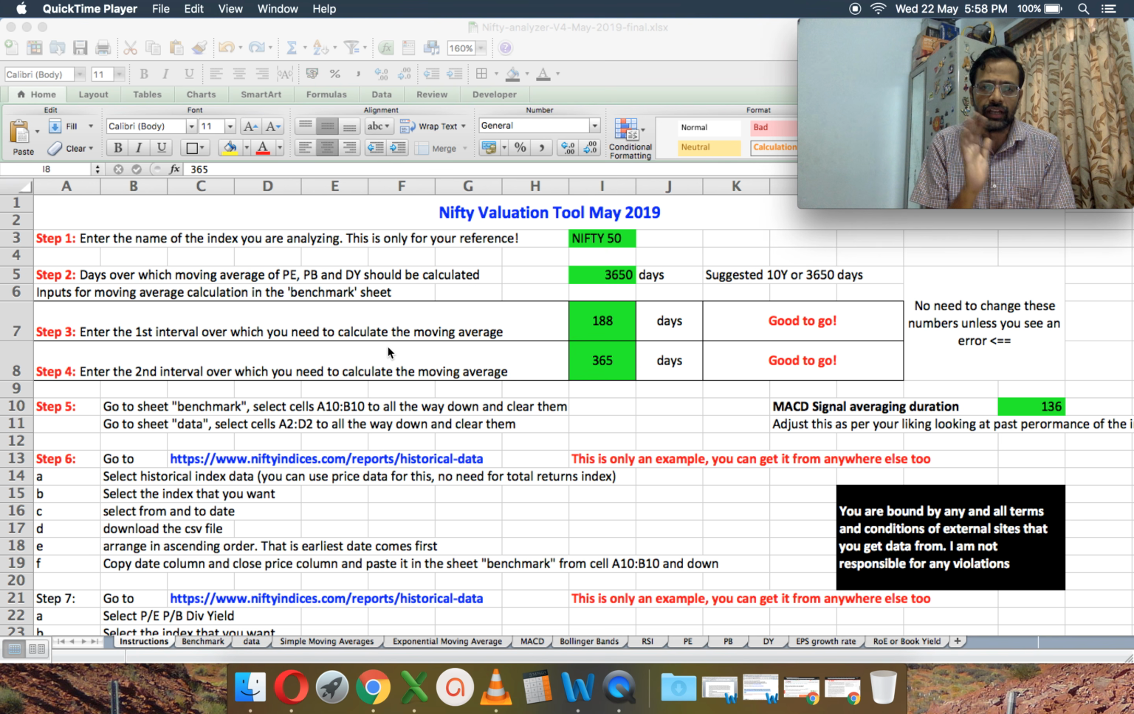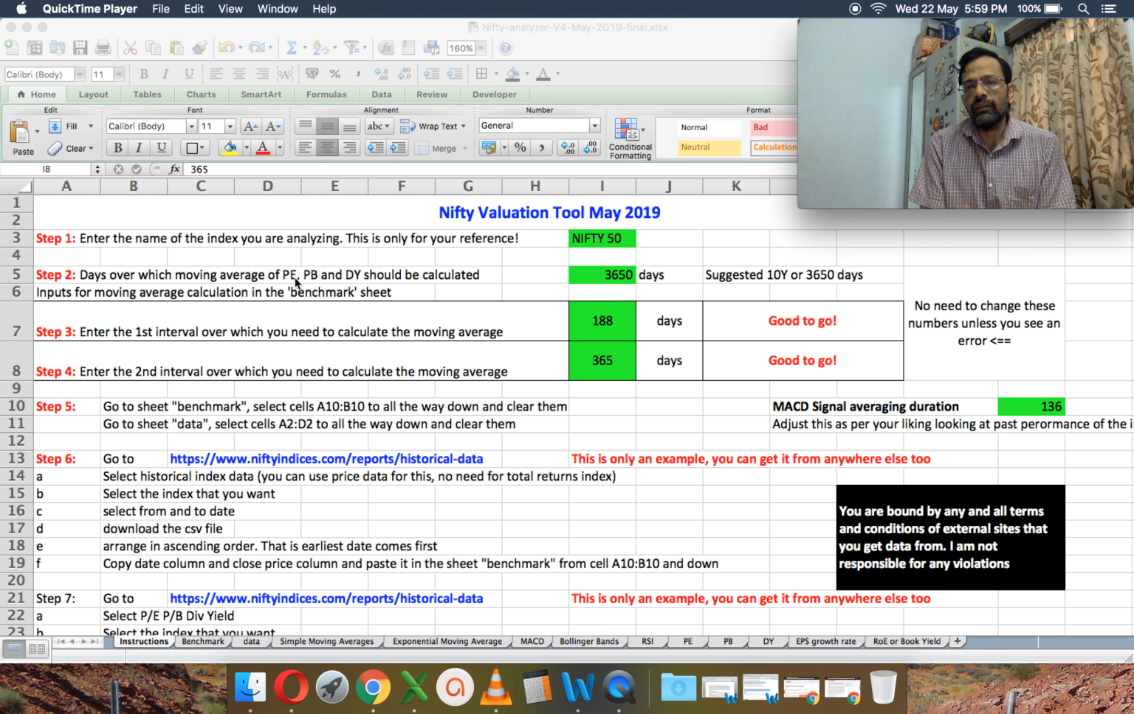You'll first have to enter the name of an index. This is only for your reference. Then you choose the moving average period for finding the long-term moving average of the price to earnings, price to book, and the dividend yield. Usually it's 10 years, so you can choose 3650 days. There's no need for you to change this.